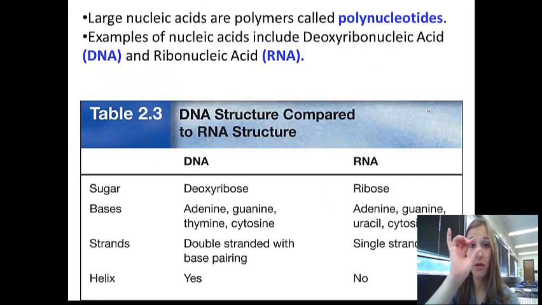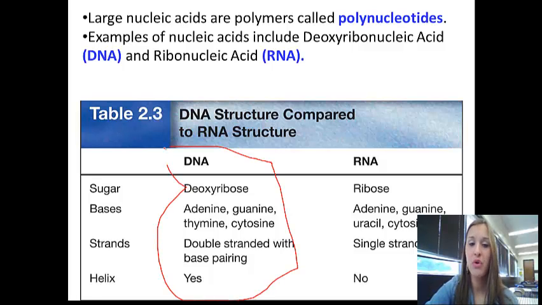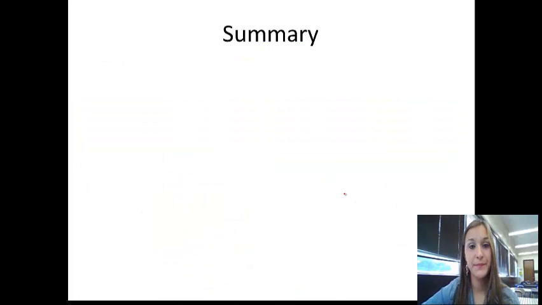When we put all of those building blocks together, then we get a large molecule. We get a polynucleotide, many nucleotides linked together. So these are our DNA and RNA. Here you can see some of the key differences between DNA and RNA, and we'll look at these a little bit later as well. But DNA, you can see, is double-stranded, and RNA is single-stranded.